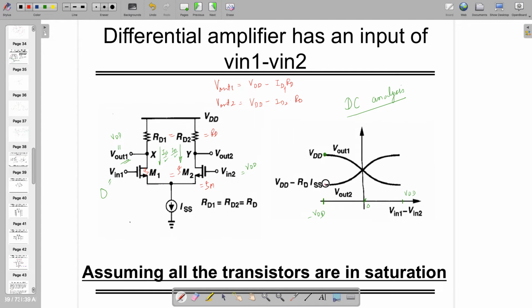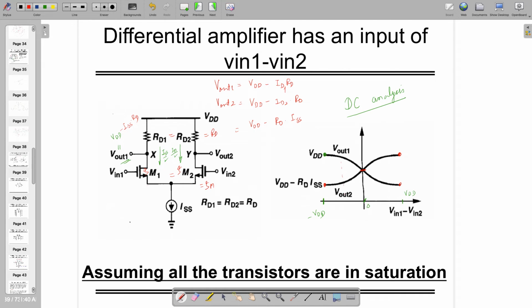So in that case, the current flowing through this branch, if the other branch was 0, this branch has to be ISS. So this is VDD minus RD times ISS. Oh, sorry, I made a mistake. So it's RD times ISS. But if you flip the situation, when this becomes 0 and this becomes VDD, V out 1 becomes VDD minus ISS times RD, because all the current will flow from here, and on the other side it's VDD. In between also we know what is happening.